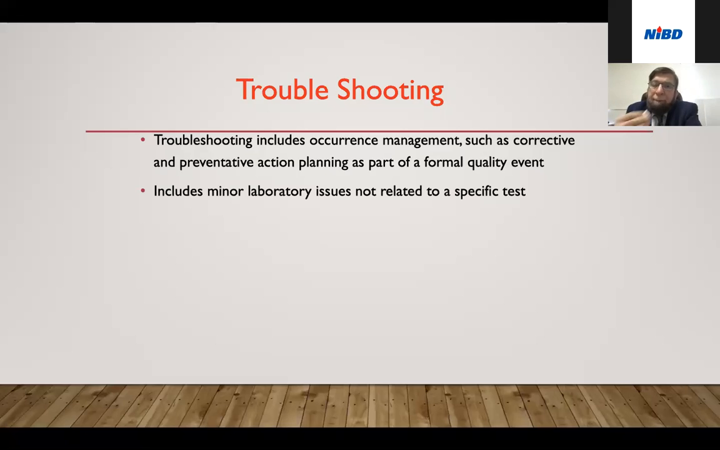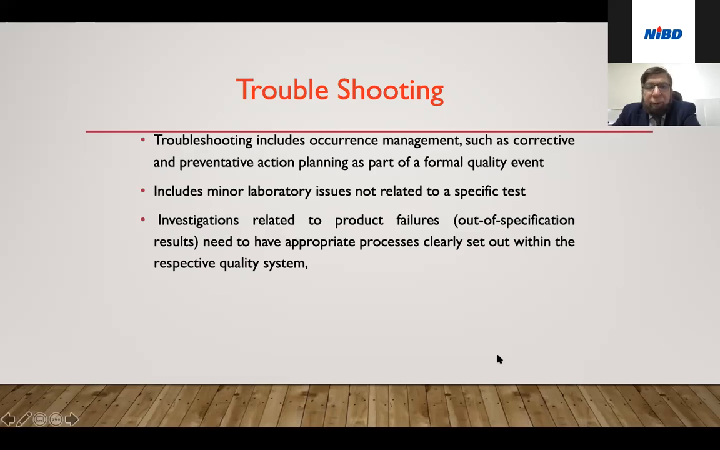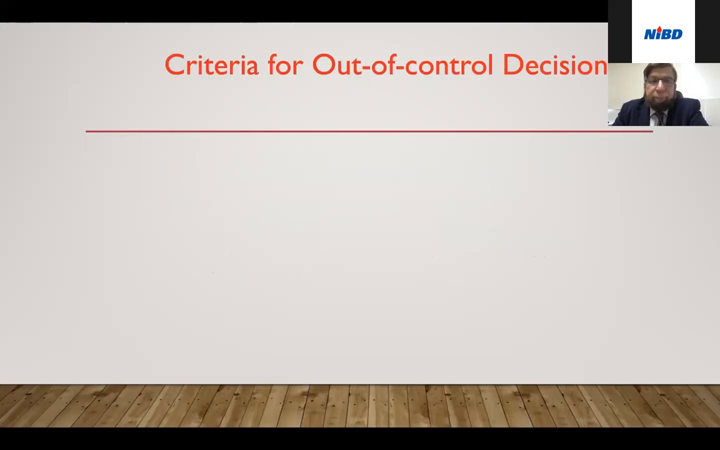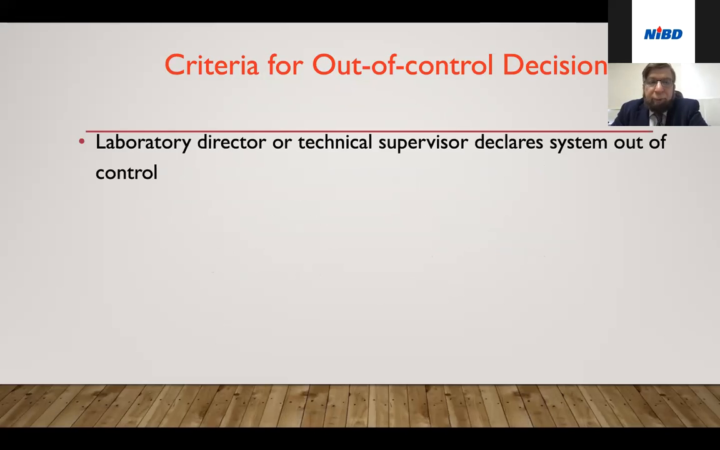So if we do that, we will be doing the troubleshooting beforehand. Investigations related to product failure and out of specification results need to have appropriate processes clearly set out within the respective quality system. The procedures should be clearly set up. Associated investigation should move forward in a proactive and effective way. So, what are the criteria when we say that the system is out of control, and now we have to do something? There is a need to take action.